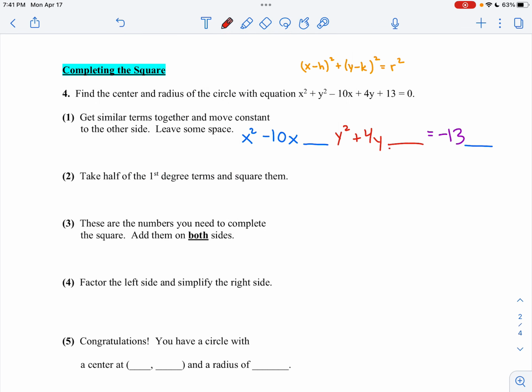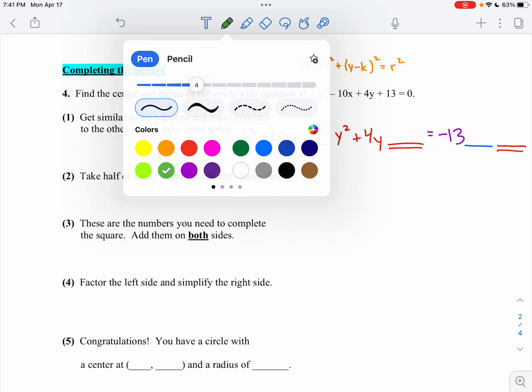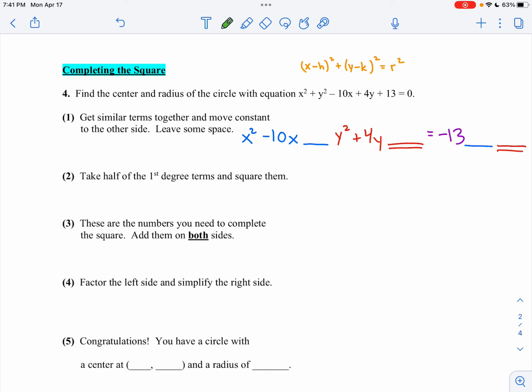And I have this technique, I actually like to just make them look different in case I only have one colored pen or pencil on me. You don't have to do the double lines, it's just an option. So that was step 1. Step 2 says to take half of the first degree terms and square them. So first degree just means the variable is raised to the first power. So here's a first degree term, and here's a first degree term.